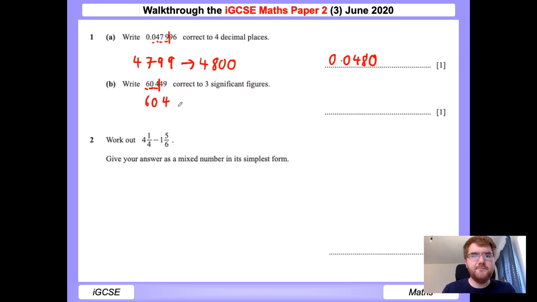This is not your answer, just 604. We need to add in the placeholders. So we get 60,400. Biggest mistake made is that you don't add these extra zeros in as well.